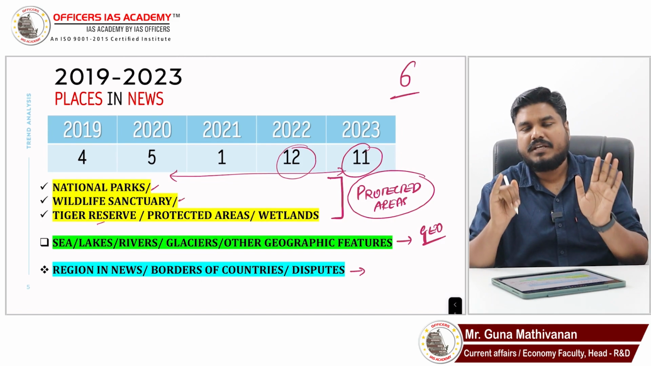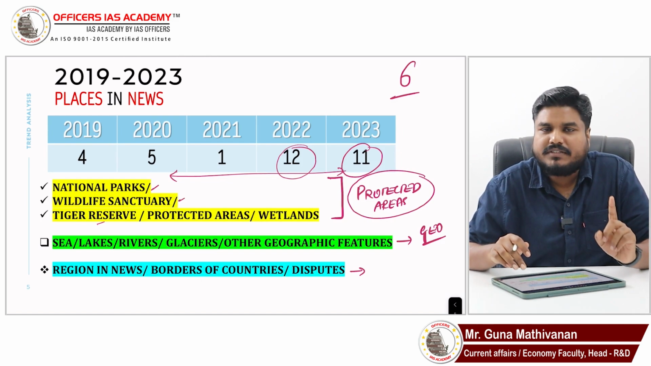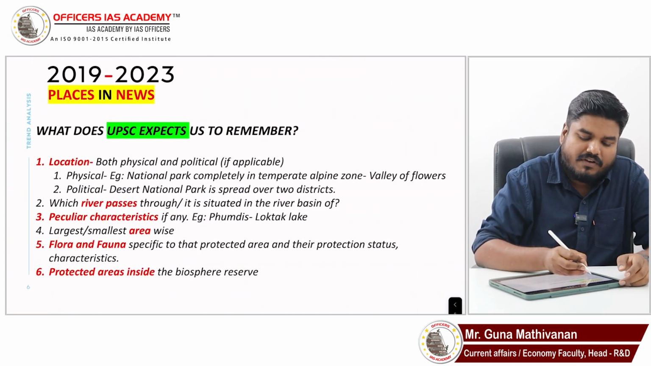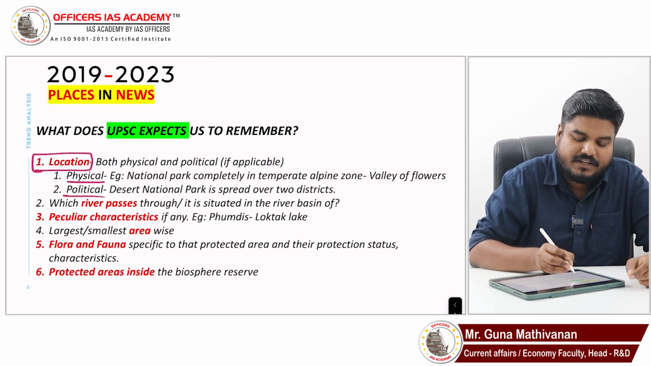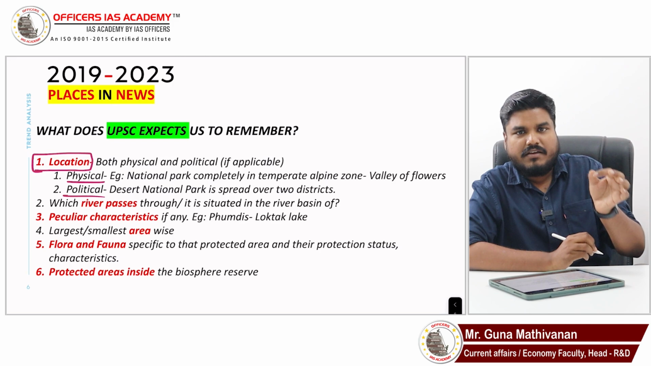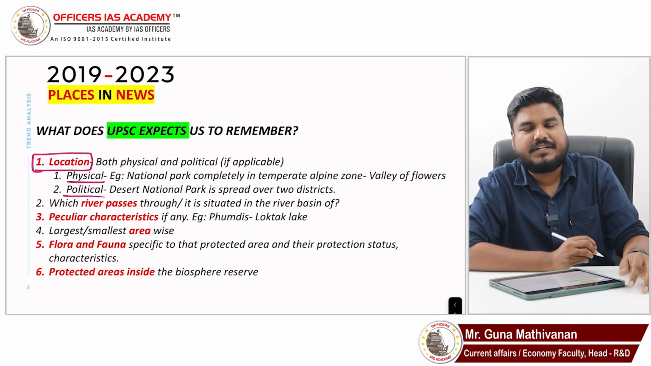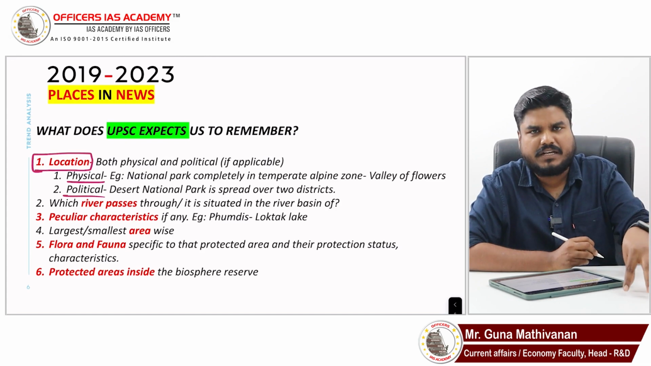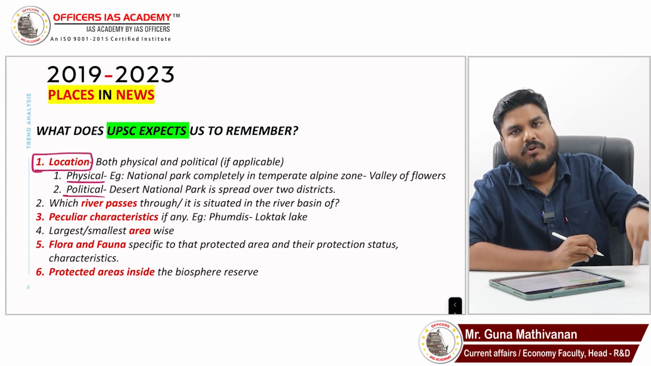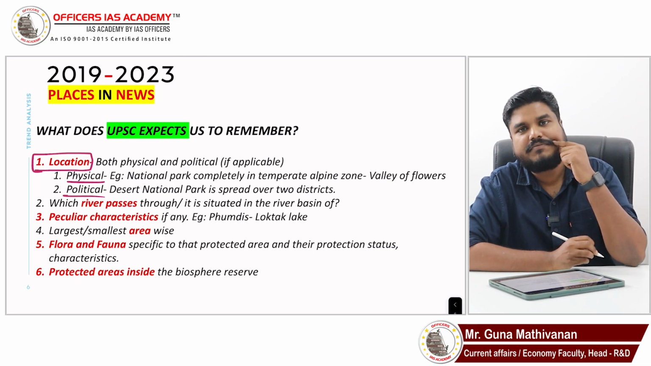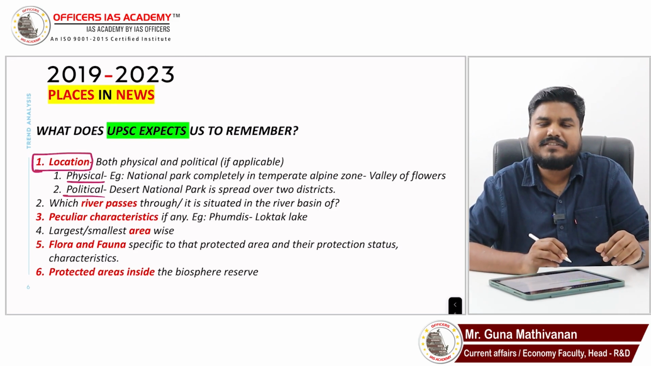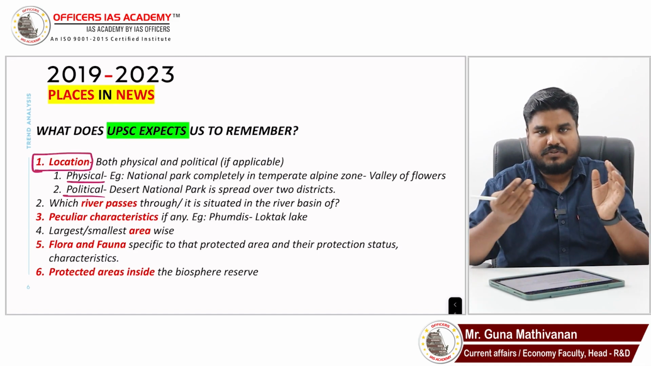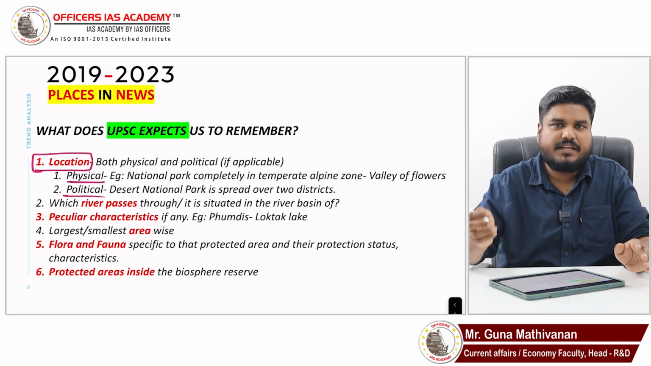Any national park you come across in news, focus on the 6 areas. What are those 6 areas? First, focus on the location part. When I say location, that includes both physical as well as political. Note down the physical characteristics of that particular location. Find out the physical features, for example vegetation type, the altitude where it is present, and climatic conditions. Such physical features you have to know about that national park or protected area.